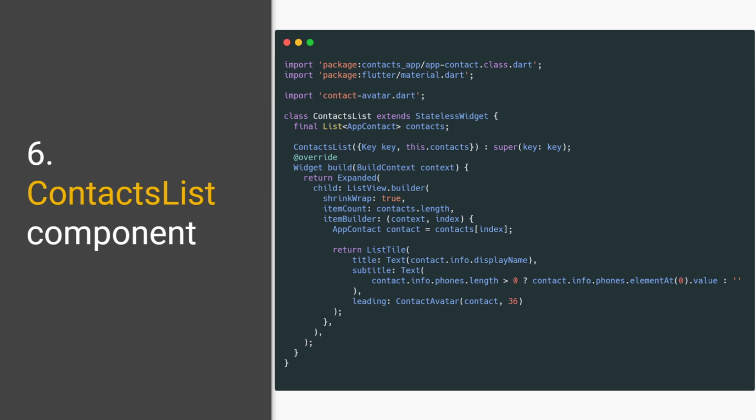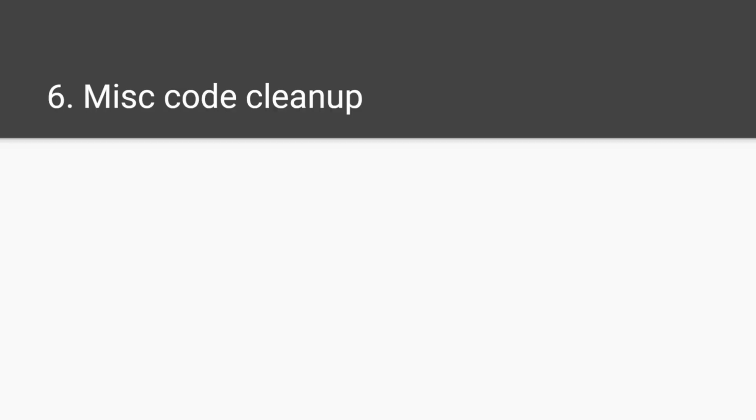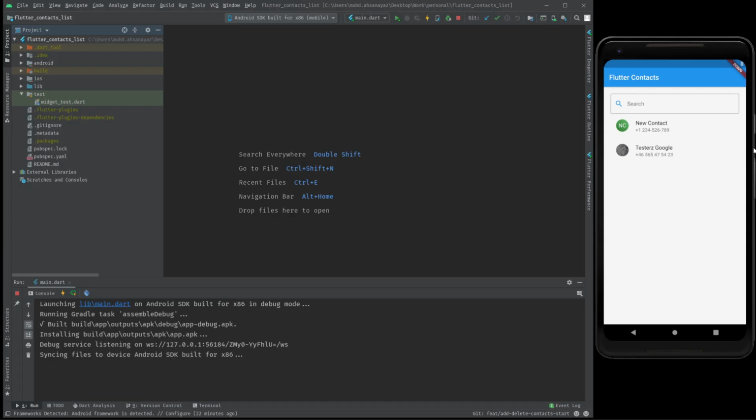The sixth thing that we have is the contact list also has its own stateless widget. So instead of having all the code in the main.dart file, we have a contact list file inside the components folder where we have all this code. So you can see that it just generates some list tiles within the list view builder. And finally, we have some code cleanup that you'll see as we go through the tutorial. As you can see, we have two contacts right now, one that has the initials being shown within the avatar and the other one has an actual image.